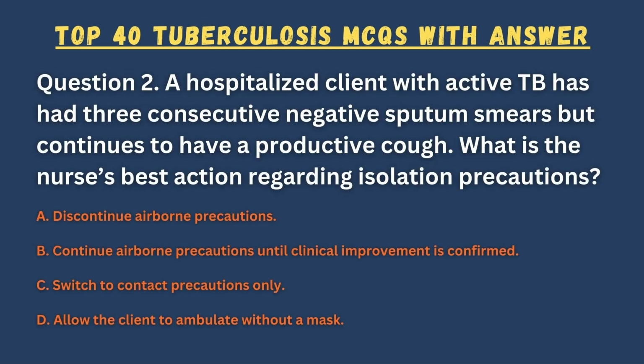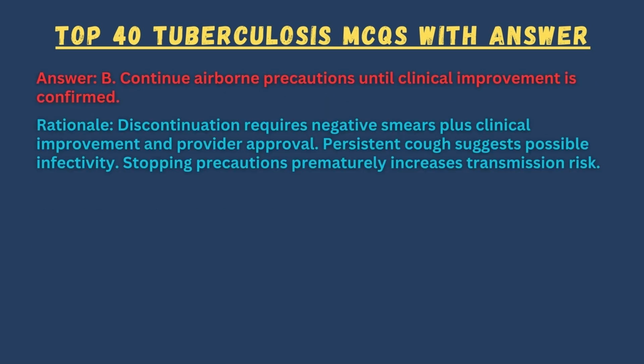Question 2. A hospitalized client with active TB has had 3 consecutive negative sputum smears but continues to have a productive cough. What is the nurse's best action regarding isolation precautions? A. Discontinue airborne precautions. B. Continue airborne precautions until clinical improvement is confirmed. C. Switch to contact precautions only. D. Allow the client to ambulate without a mask. Answer: B. Continue airborne precautions until clinical improvement is confirmed.